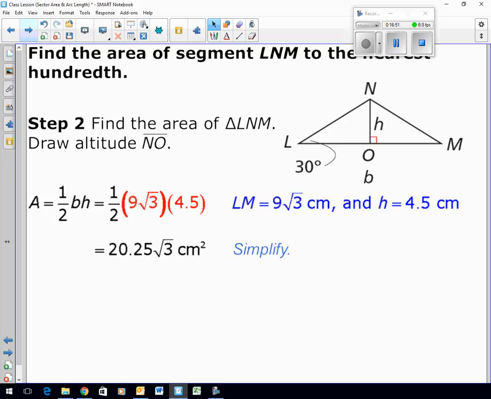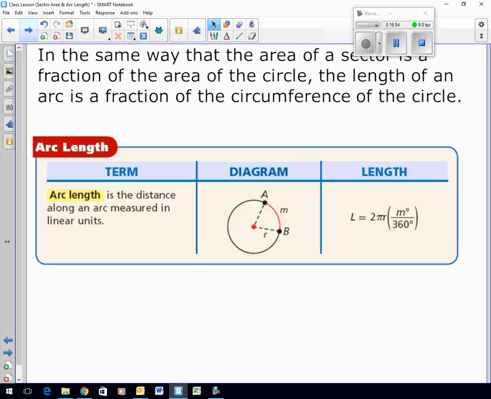Probably confused everybody. I confused Coach, didn't I, Coach? Yes, sir. Okay, good. If I subtract those out, I'm subtracting out the area of the triangle from the area of the sector. I'll have the remaining shaded region.